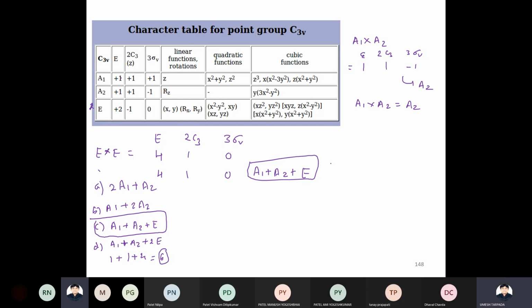In this way, you can predict types of direct product. Now, what do X, Y and Z represent? How many modes are IR active? Which are the IR active modes?